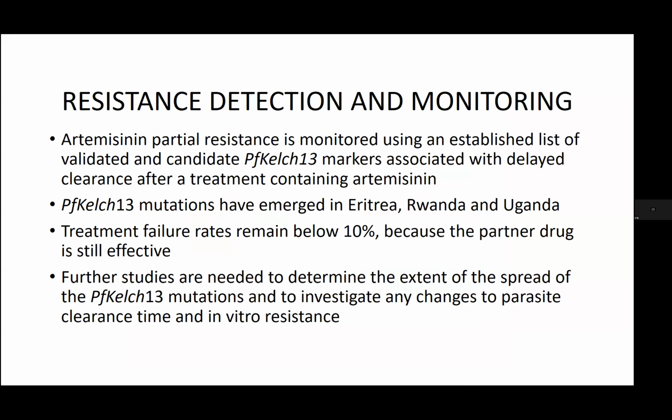In terms of resistance detection and monitoring, antimalarial drug resistance can be assessed using several tools. Artemisinin partial resistance is monitored using an established list of validated and candidate Kelch13 markers, so mutations in the Kelch13 propeller domain of the protein, and these are associated with delayed clearance after treatment containing artemisinin. These mutations have emerged on the continent in Eritrea, Rwanda, and Uganda, but treatment failure rates remain low, below 10%, because the partner drugs are still effective. However, further studies are needed to determine the extent of spread of these mutations and to investigate any changes to parasite clearance over time and in vitro resistance.